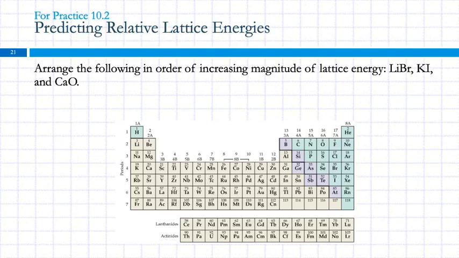Well, let's just look at them here. We need to look at their charges and their sizes. So I have lithium and bromide. I have potassium and iodide. And I have calcium and oxide. And we're not going to look up actual radius of the ion or anything. We're just going to go with periodic trends. So what's the first thing you notice that's different about those three?